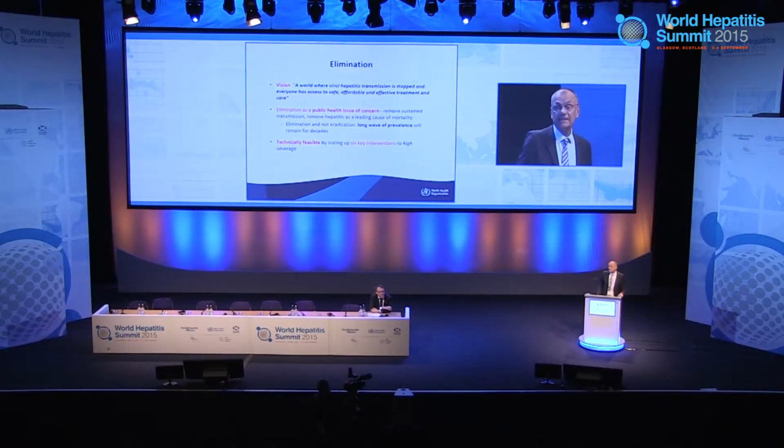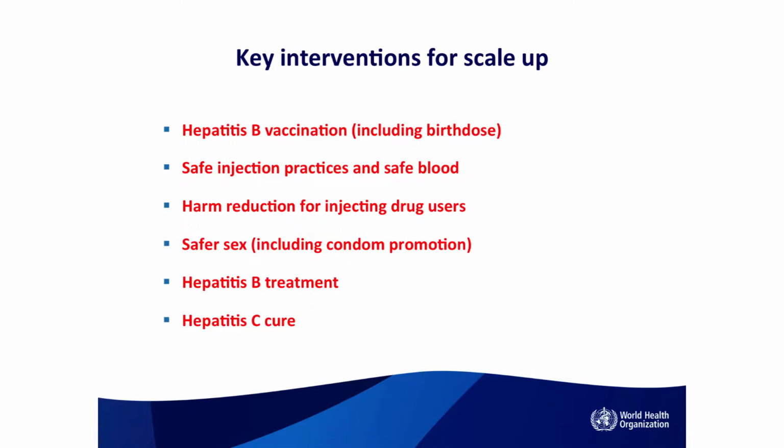We know it's technically feasible, and we've seen some modeling data in earlier presentations, by scaling up key interventions. These are 6 key interventions. Previous speakers also talked about them. It's hepatitis B vaccination, including the birth dose; safe injection practices and hospital practices more broadly, which includes safe blood; harm reduction for injecting drug users; safe sex, including condom promotion for certain populations; hepatitis B treatment; and also hepatitis C treatment and obviously cure.